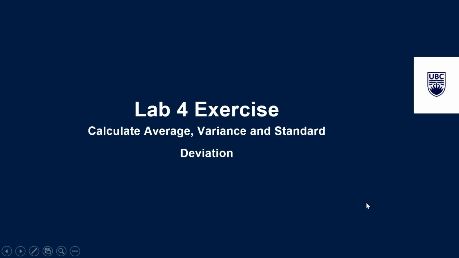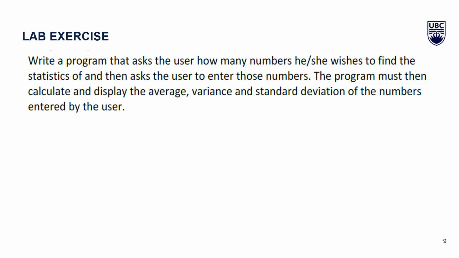Now let's talk about what is required from you in Lab 4 exercise. In Lab 4 exercise, you are required to write a C++ program that asks the user how many numbers he or she wishes to find the statistics of, and then asks the user to enter those numbers. The program must then calculate and display the average, variance, and the standard deviation of the numbers entered by the user.